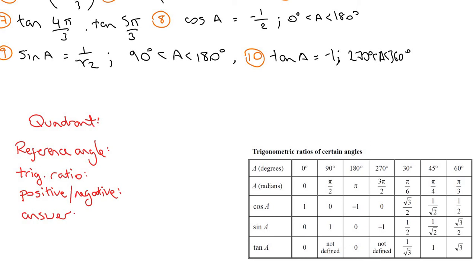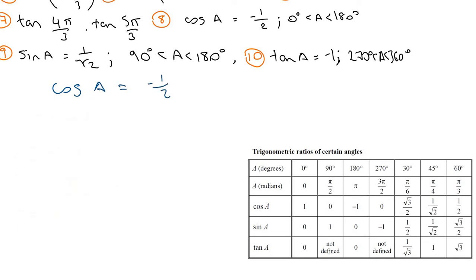So the next question is cos of A is equal to minus half. So cos A equals minus a half. We're looking for a value of the angle A when the cos of that angle is equal to minus a half. The first step in this question is to find the reference angle. The reference angle is found by looking up the number half with respect to cos. So here the reference angle is 60 degrees.